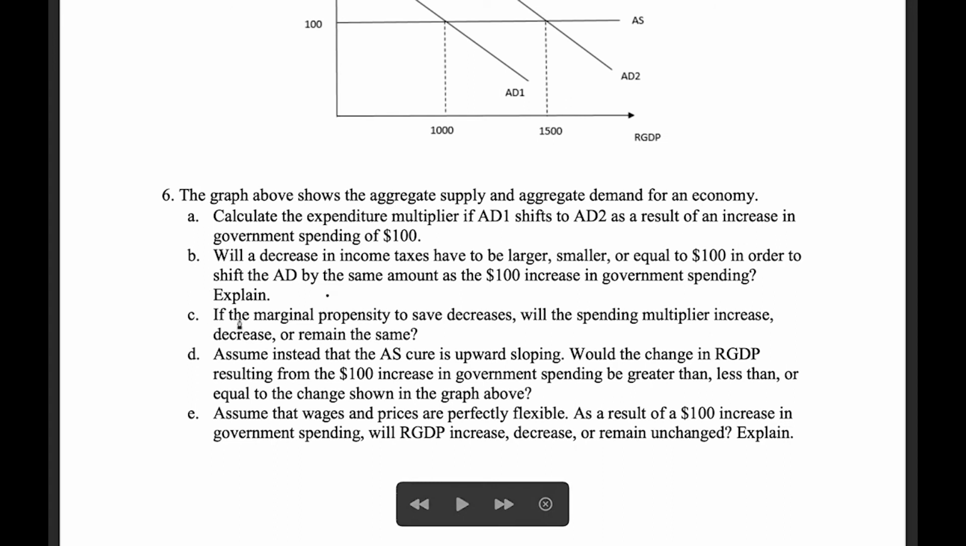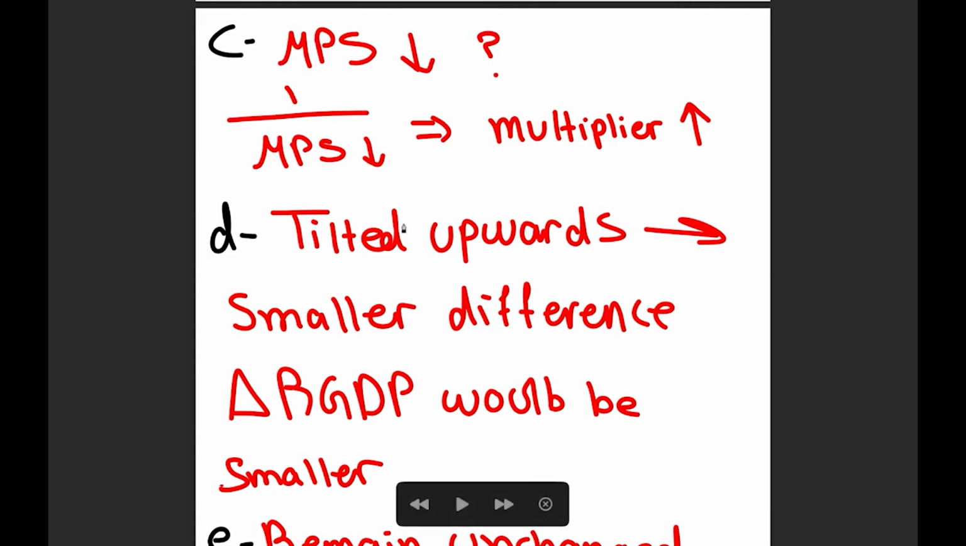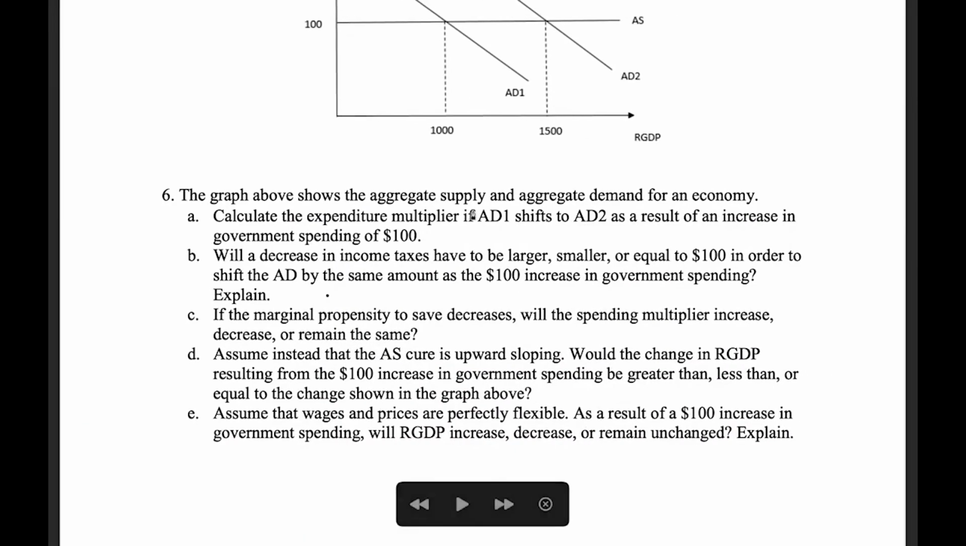Let's do C. If the marginal propensity to save decreases, will the spending multiplier increase, decrease, or remain the same? Let's see the equation. The equation of the multiplier is 1 over MPS. So if they told me that MPS decreased, that means the denominator decreased. That means the multiplier increases, because the smaller the denominator is, the higher the number I get. Now let's move on to D.